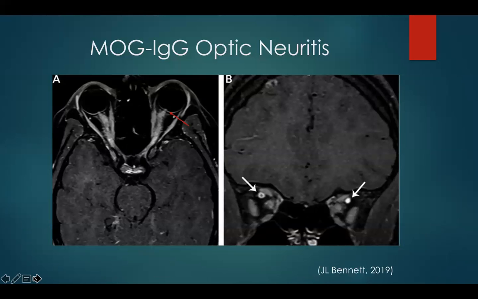I included this picture because I wanted to show you an example of bilateral optic neuritis. You can see bilateral optic nerve enhancement that's longitudinally extensive. And then this red arrow on the left is pointing to the subtle optic disc edema that you can pick up here on the axial images. And then on the coronal images here on the right, you can see optic nerve enhancement in the left optic nerve, and then you can see the optic nerve sheath enhancement on the right.